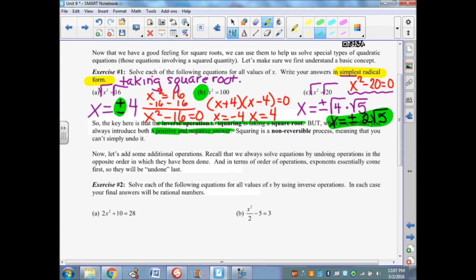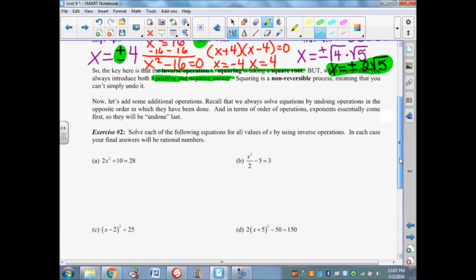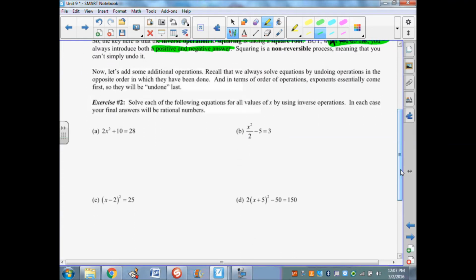So now let's add on. Let's make these equations a little bit more complicated, and we are going to do A. So let's start with A.